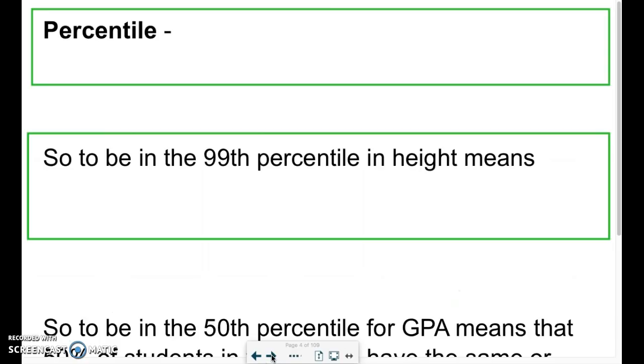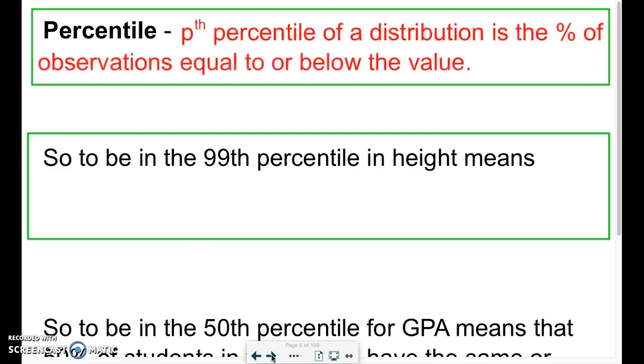Percentile. All right. Definition of percentile. This is what we're talking about when we're talking normal curves. The pth percentile of a distribution is the percent of observations equal to or below the value. Equal to or below the value. That sounds to me like an inequality. So equal to or below the value. Okay? This side is going to be less than this side.